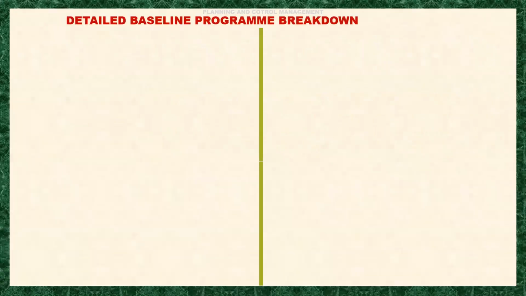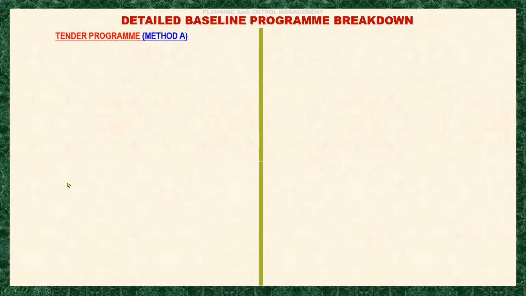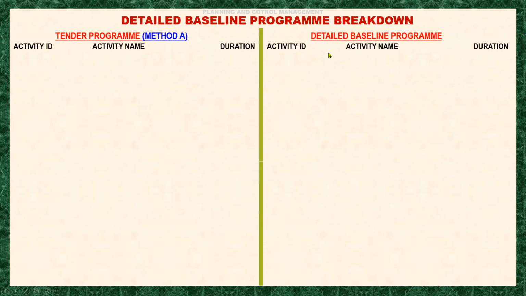Okay, so the detailed baseline program breakdown. On the left half of the window, we have the data for the tender program method A that we had just completed. And then at the right side of the window will be the data of the detailed baseline program, where we have to break down the activities from the tender program.